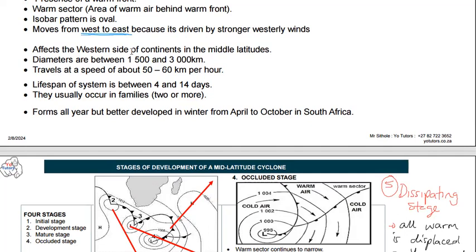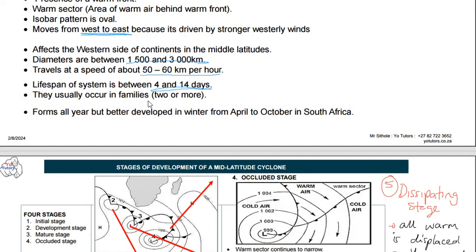Then they affect the western side of the continents in the mid-latitudes, and the diameter of mid-latitude cyclones is from 1,500 to 3,000 kilometers. So you can see that they are huge cells. They travel at a speed of 50 to 60 kilometers per hour, and the lifespan is between 4 and 14 days. But these things you can actually be given. So if you are given, let's say, it started on this date and ended on this date, you now know the lifespan for that particular cyclone. So it's not something that you need to worry about or remember.